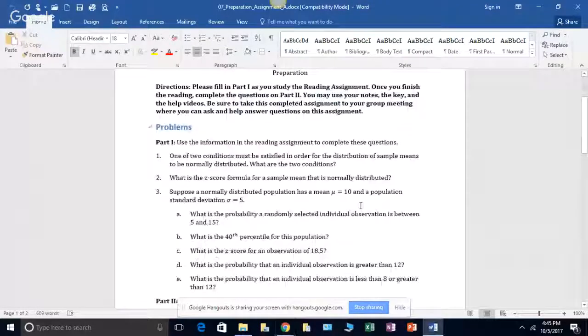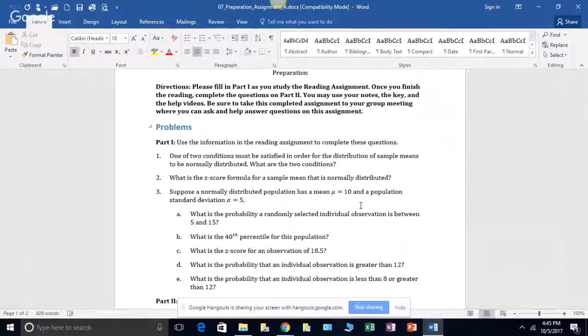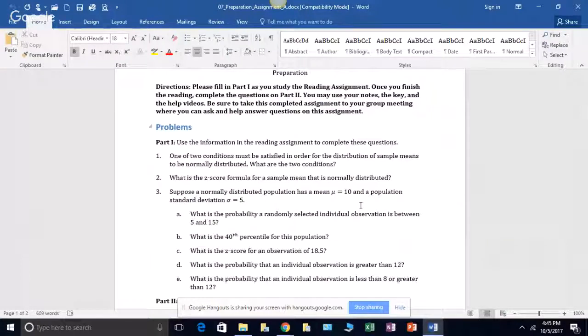One of two conditions must be satisfied in order for the distribution of the sample means to be normally distributed. What are these two conditions? The parent population is normally distributed, and the central limit theorem guarantees the distribution of bar X is normal if the sample size is large enough. So basically, a normal distribution, or if the sample size is large enough based on the central limit theorem. That's all I have to remember, because that definition, I was like, that's wrong.